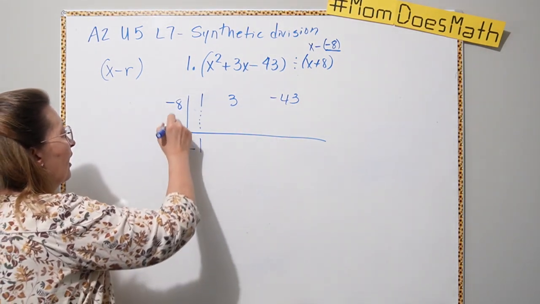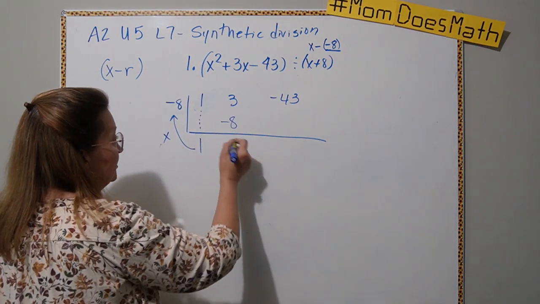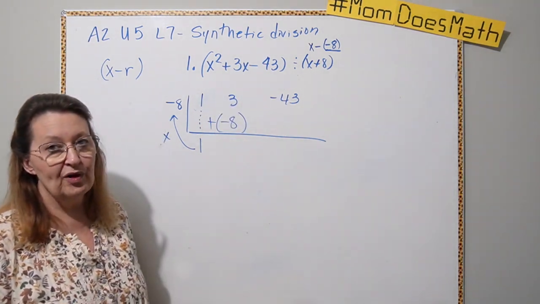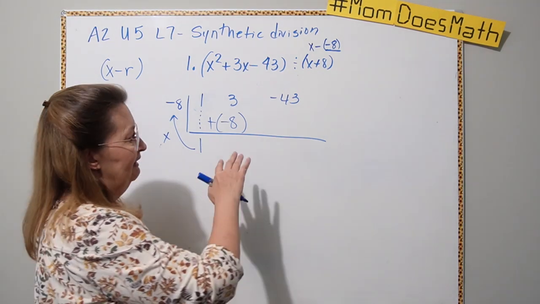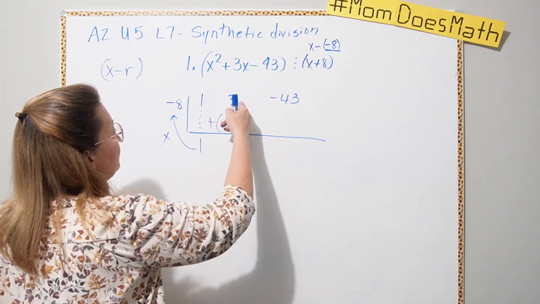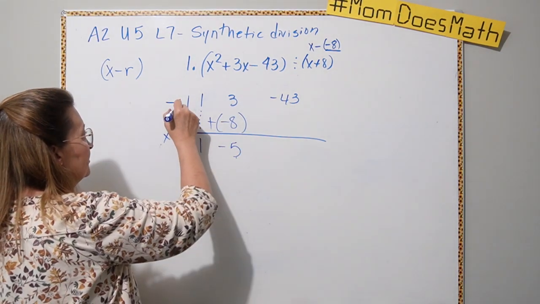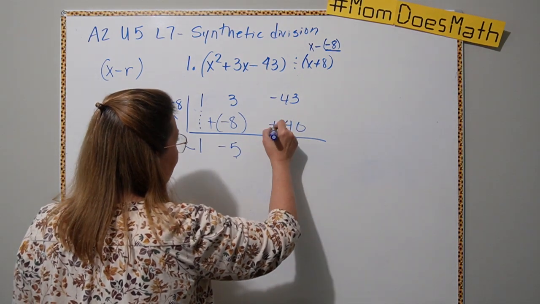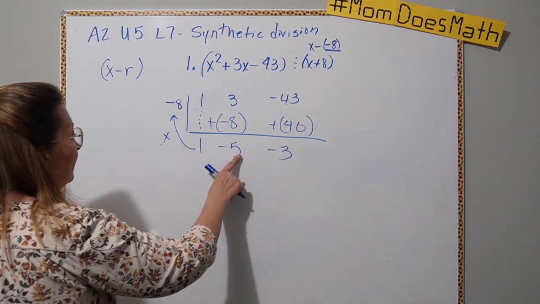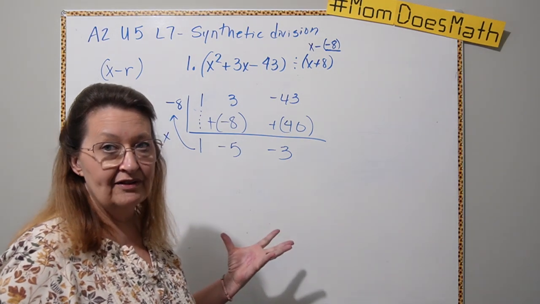All right, you're going to multiply this number. 1 times -8 gives you -8, and that goes here. And then you're going to add down. Now in polynomial long division, we subtracted, and this is where I always make careless mistakes. I forget to add instead of subtract. So 3 plus -8 is -5. Do it again. -5 times -8 is +40. And then we're going to add. So we get -3. Okay? So we have 1, -5, -3. That's what we're going to use to get our answer now.